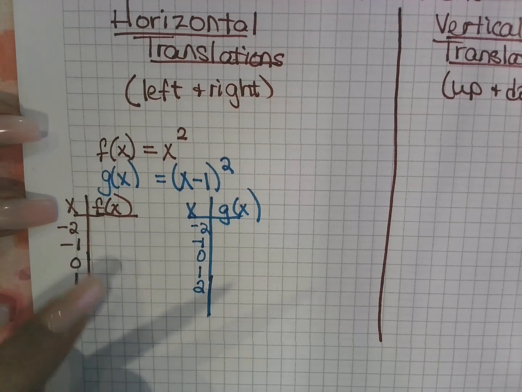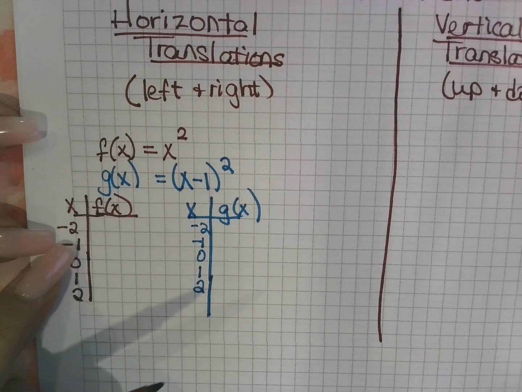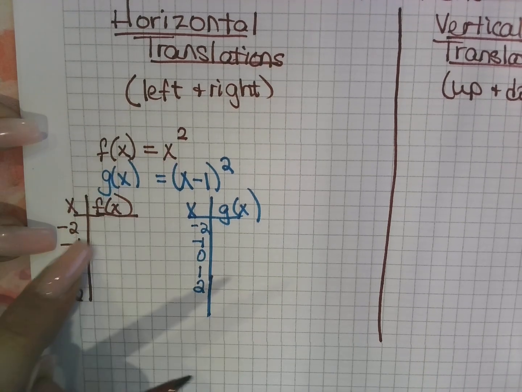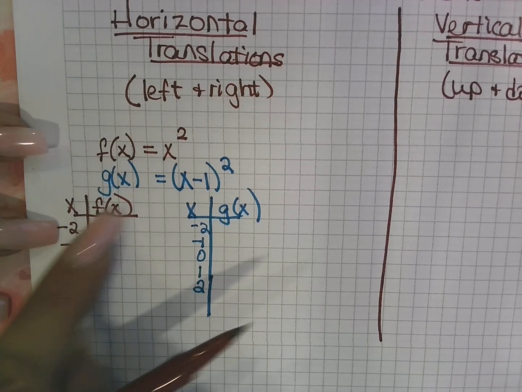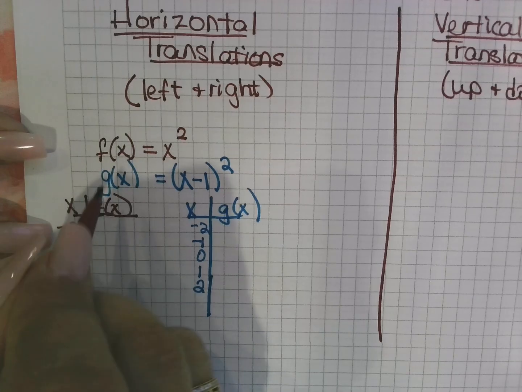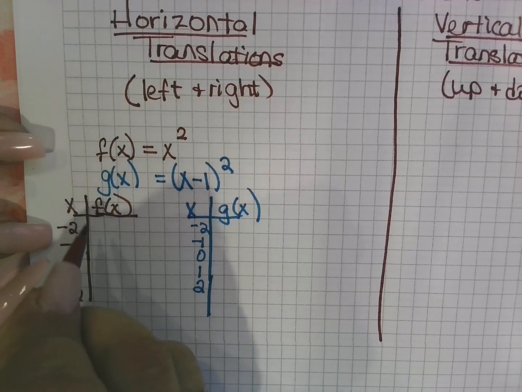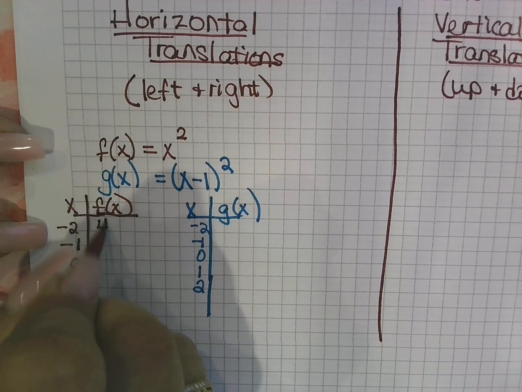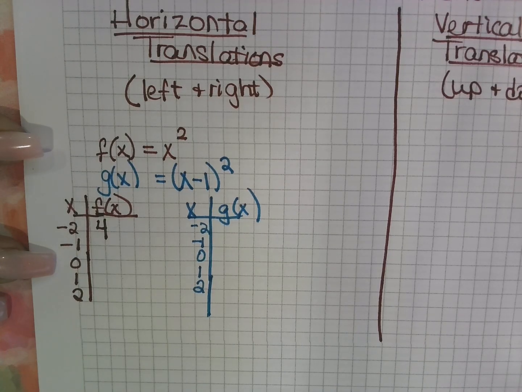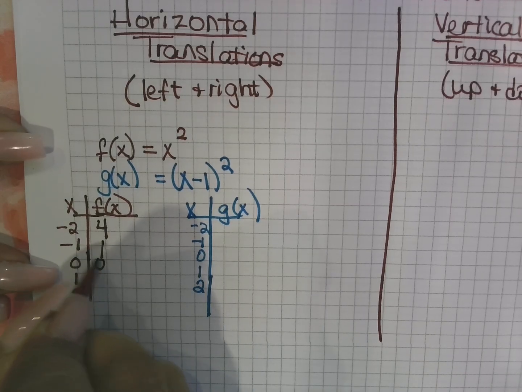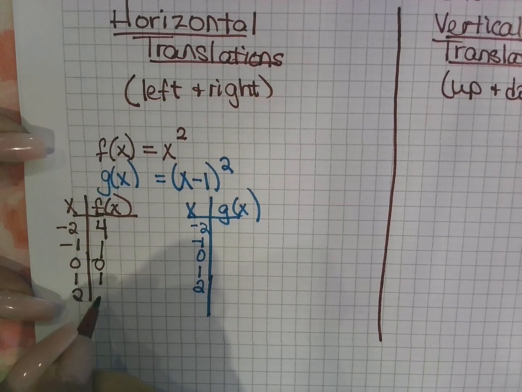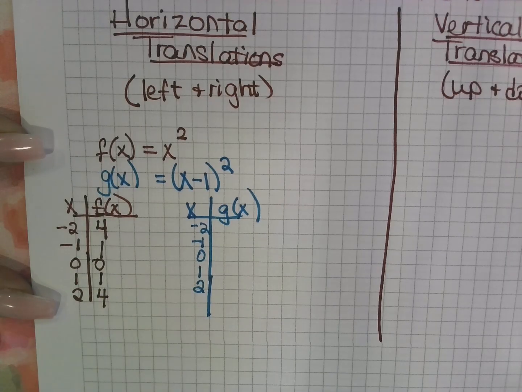So in the parent, if I put -2 for my x values, this will be -2, the entire number, -2, complete with the negative, squared. That's going to give me 4. And then if I do -1 squared, that's going to give me 1. 0 squared is 0, 1 squared is 1, and 2 squared is 4.